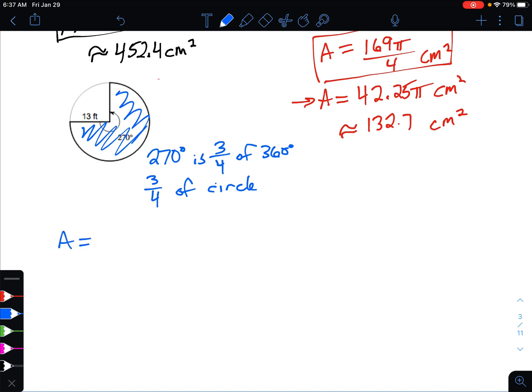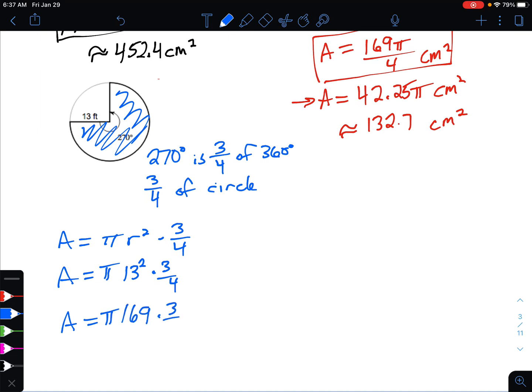So just like we did before, we're going to start with our normal area formula, so pi r squared, but then we're going to multiply it by 3/4 at the end. So in this case, when we plug in r, it actually also ended up being 13. So that would be 13 squared multiplied by 3/4. And that becomes 169 multiplied by 3/4.